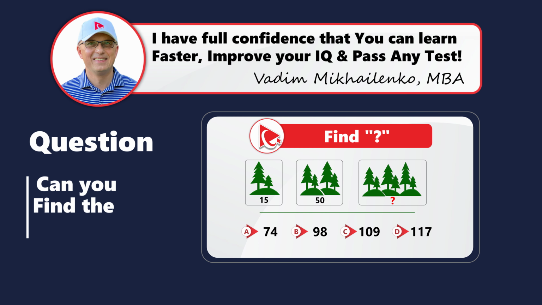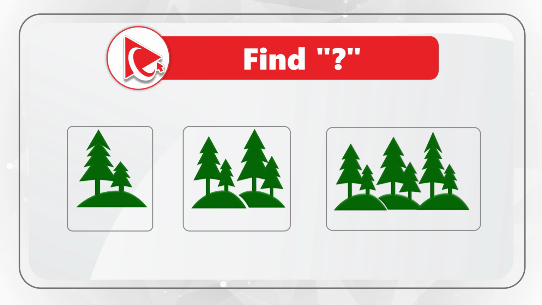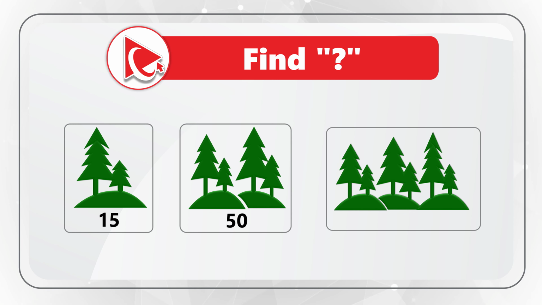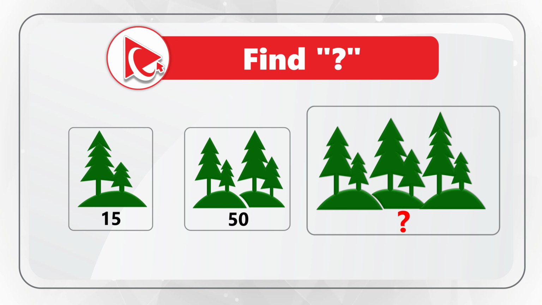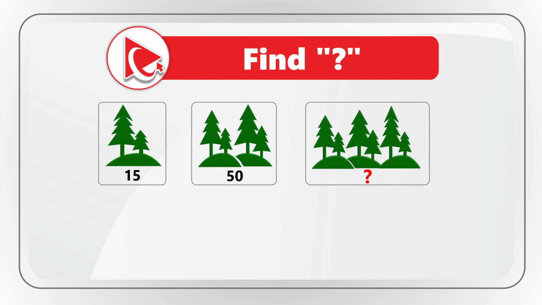Here's a tricky problem which you might find challenging to solve. You're presented with 3 images and you need to find the missing number. All 3 images have berms and evergreen trees on top of the berms. First two of the images have numbers 15 and 50 at the bottom, and the third image is missing the number and instead has a question mark, which you need to calculate and select out of 4 possible choices.